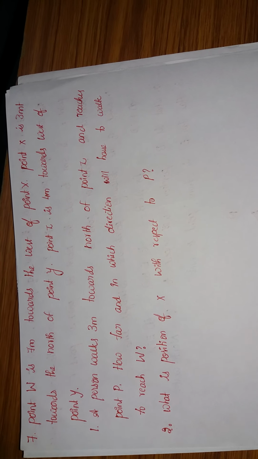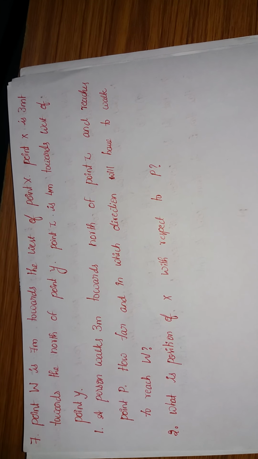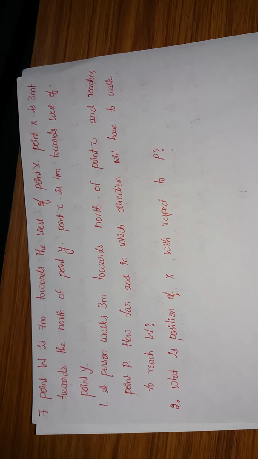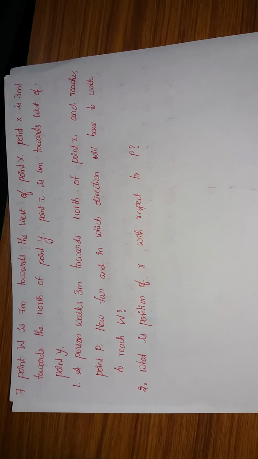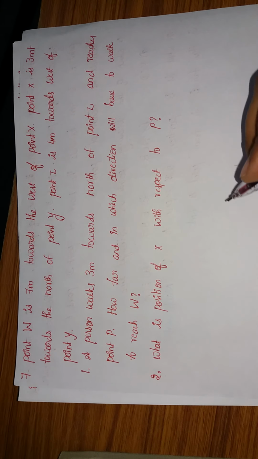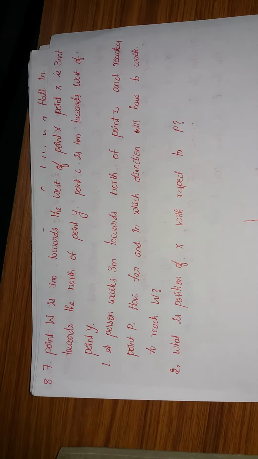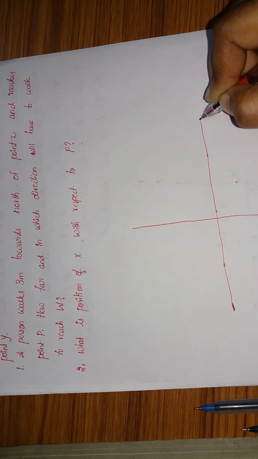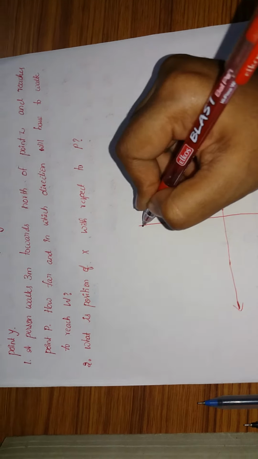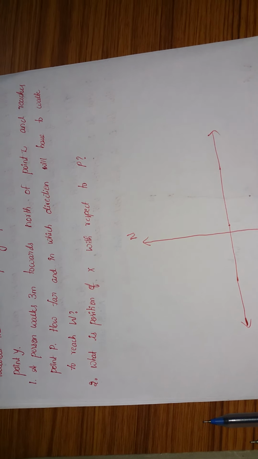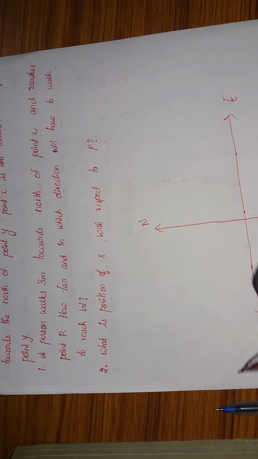Now let us move to another question. Point W is 7 meters towards the west of point X. Point X is 3 meters towards the north of point Y. Point Z is 4 meters towards the west of point Y. So first we have to draw the directions diagram, that is north, south, east, west.